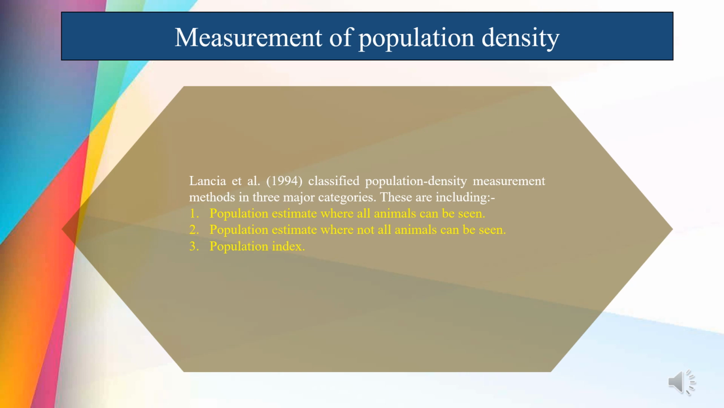And the third one is population index. So quite often, due to financial, logistical or time constraints, it may not be possible to carry out a total count, or it may simply be more important to know whether a population is changing than to know its size at any one moment. In such cases, a large number of indirect methods, often referred to as population or abundance indices or activity indices, have been found to be more useful.